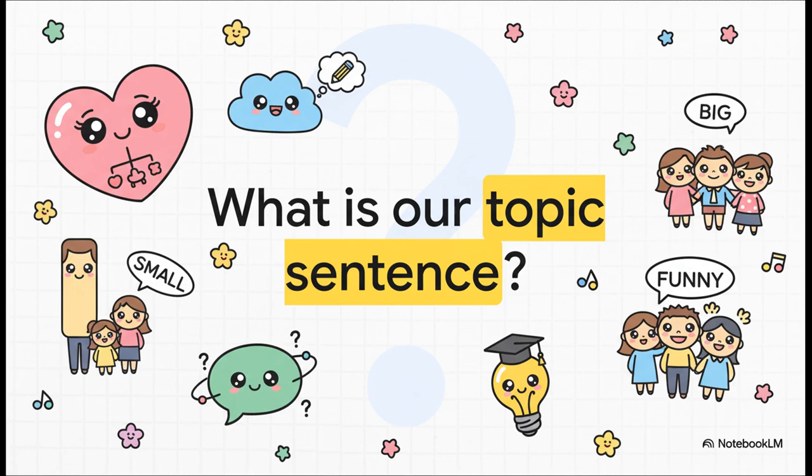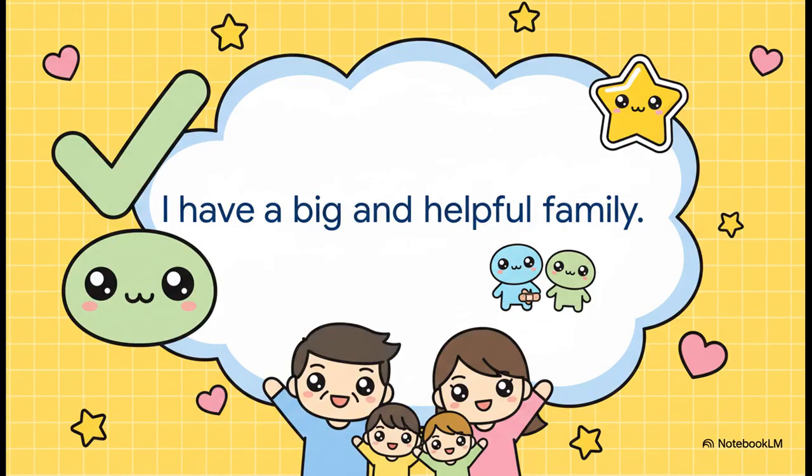Okay, first things first. We need our topic sentence. What should it be? Let's think about all those adjectives we know. We can start it with, I have a, but a what? What kind of family are we talking about? A big family? A funny one? A quiet one? What should we choose? You know what? I like this one. Let's go with, I have a big and helpful family. Perfect. Step 1 done. Now everybody who reads this knows exactly what we're going to talk about.